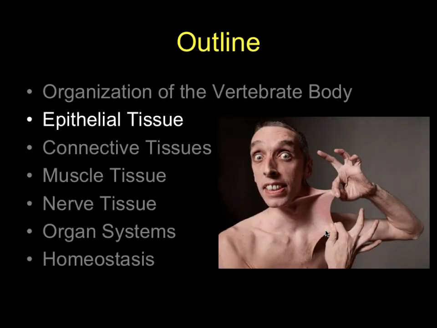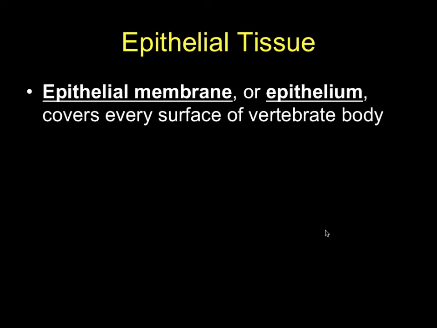So we're going to start off our discussion of the four tissue types. Later on we'll get into organs, but right now we're looking at tissue types. And the first one we're going to look at is epithelial tissue. Epithelial tissue, like I mentioned I think a second ago, is a covering tissue type. It covers surfaces of the body on the inside as well as on the outside of the body.